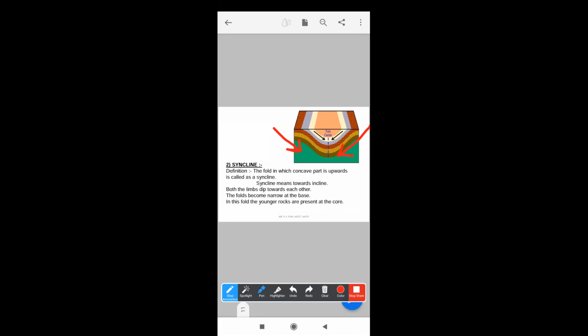Now when you look here, the top is broader and the bottom is narrow. In this fold, the younger rocks are present at the core. Now here, in this diagram, which color indicates the core of the fold?